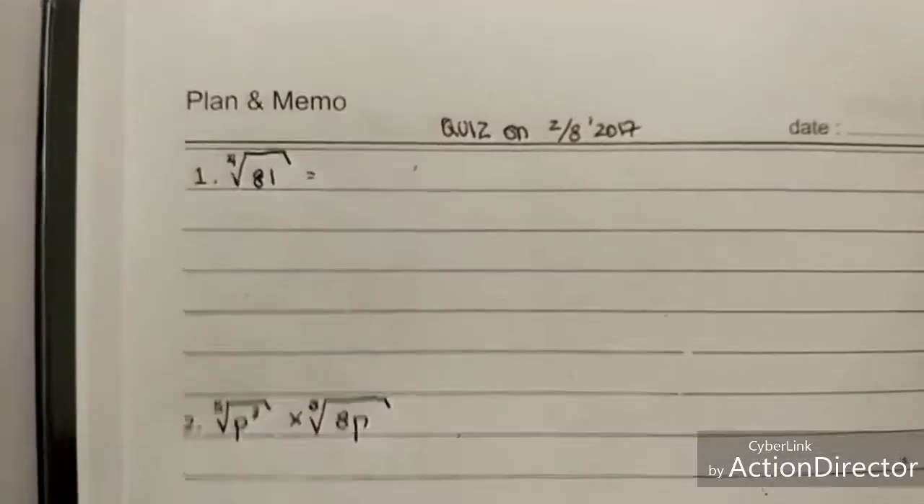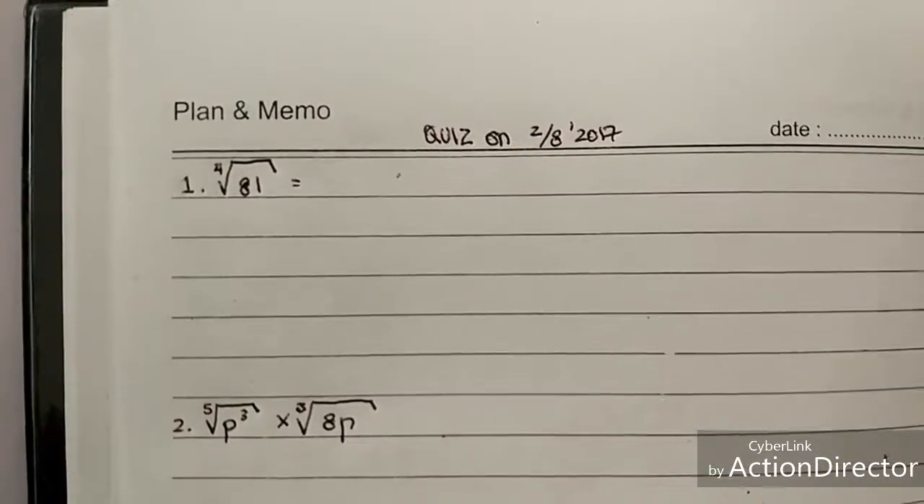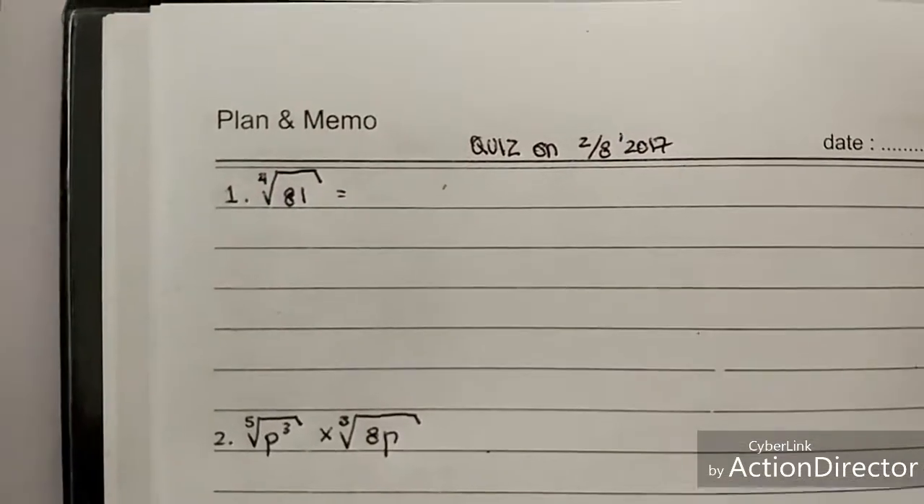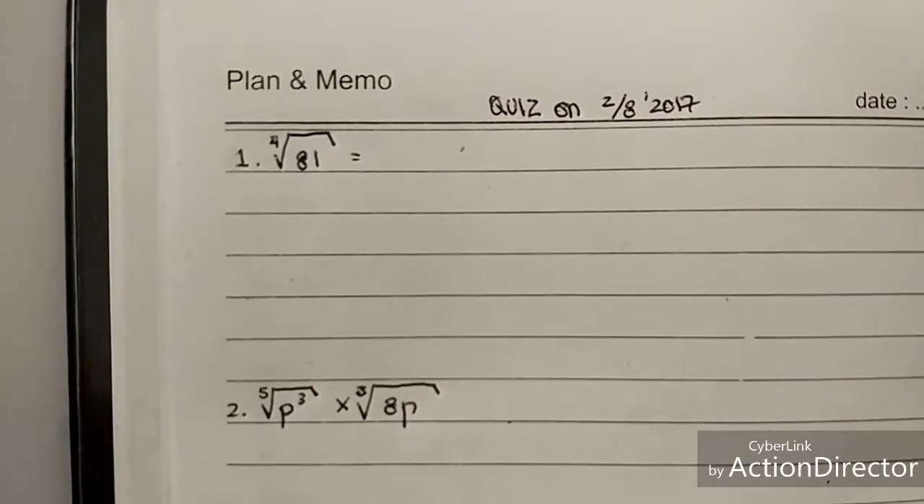Okay, this video will explain all the questions given for a quiz on 2 August 2017. Okay, the first one is the fourth root of 81.